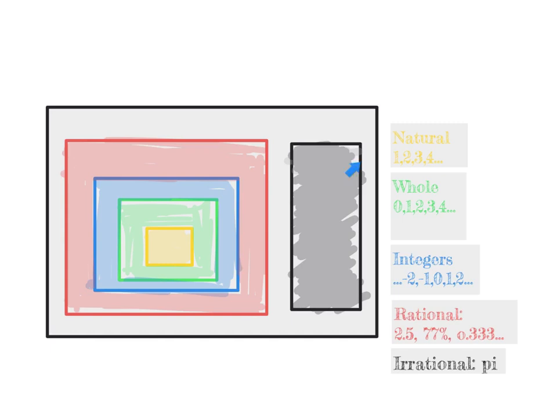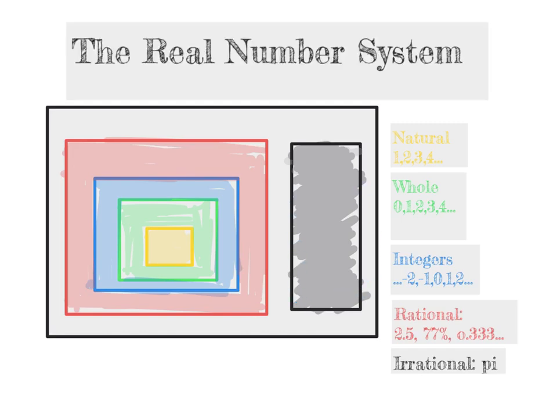And so even though irrationals look like they have no relationship with our rational numbers, our integers, our whole numbers, or our natural numbers, they're kind of set off here to the side. They are part of the real number system. All of the numbers that we are utilizing are real numbers.